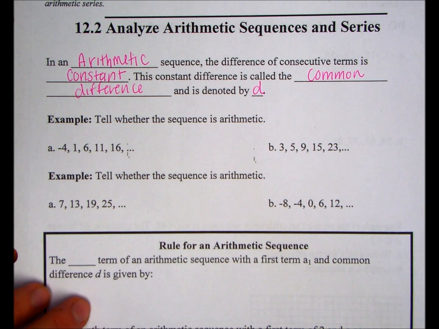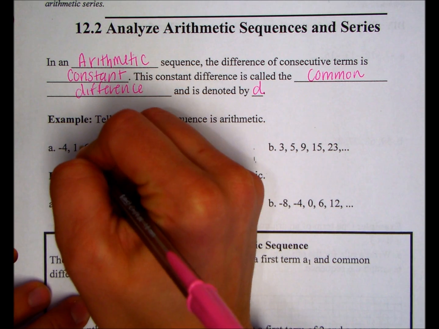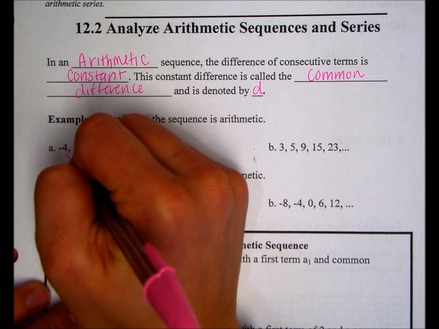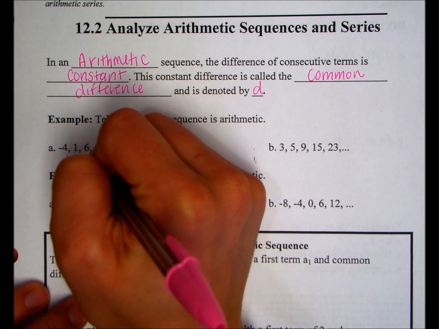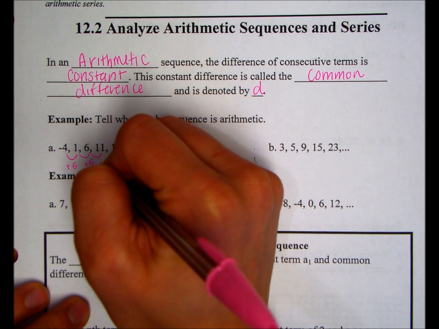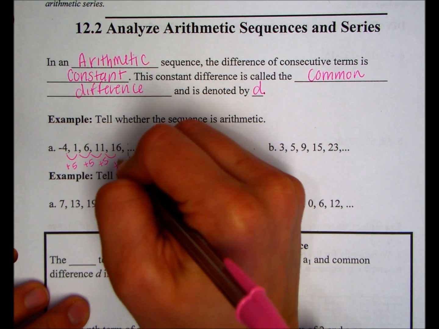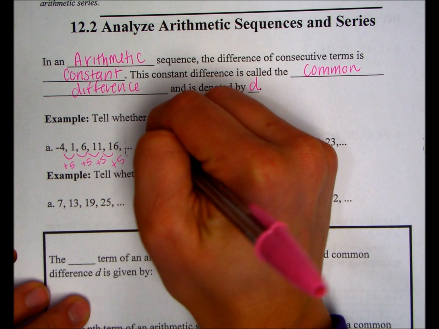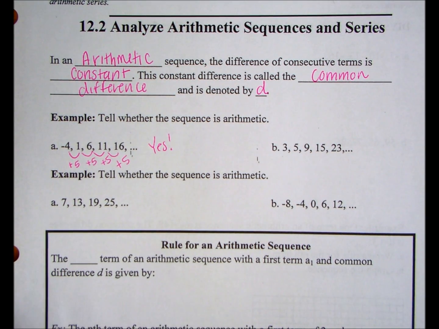So let's look. I have negative 4, 1, 6, 11, 16. Well, to get from negative 4 to 1, I'm adding 5. To get from 1 to 6, I'm adding 5. 6 to 11, add 5, and 11 to 16, add 5. So yes, I have an arithmetic sequence.